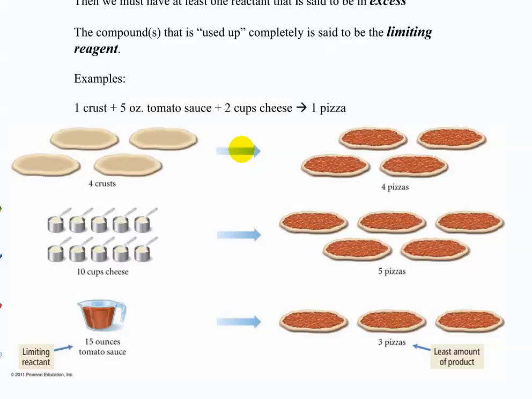And it's the same thing with the reactions. If you don't have the exact molar ratio that you need, one of the reactants is always going to be limiting because there's not enough of it to use up all of the other one.